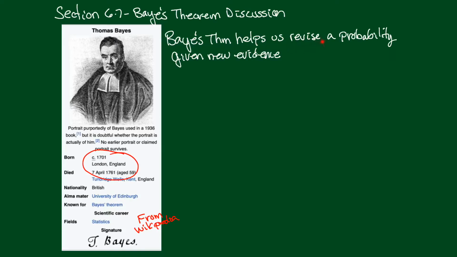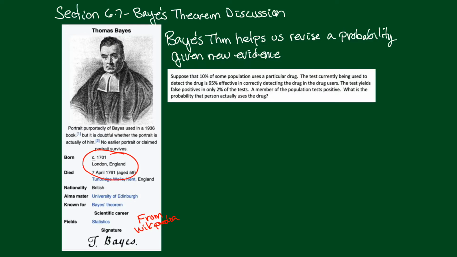It helps us revise the probability once we're given some new information. So suppose we already have an idea of how likely something is to happen, but then we get new information. So we would like to update our probability. That's what Bayes' theorem allows us to do. Here's an example.